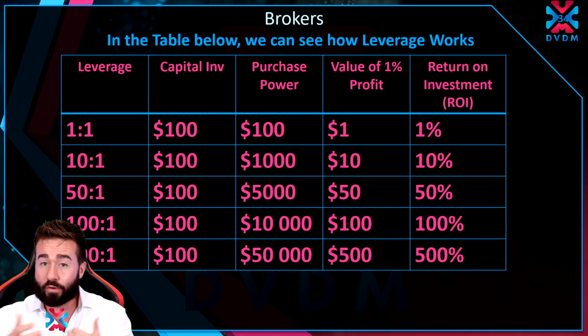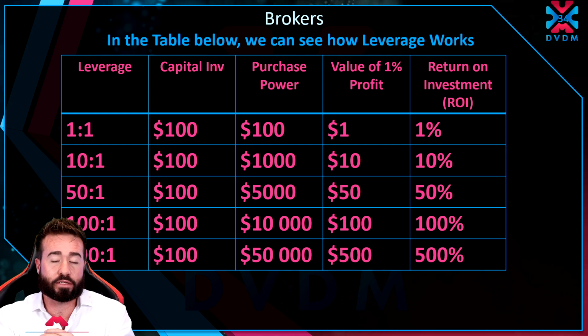But remember, equal and opposite, right? If you've got 100 to 1 leverage and you open up a position for that full $100, which you shouldn't, and we'll cover that in our risk management section, if the market moves against you by 1%, it means that your $100 is wiped out.